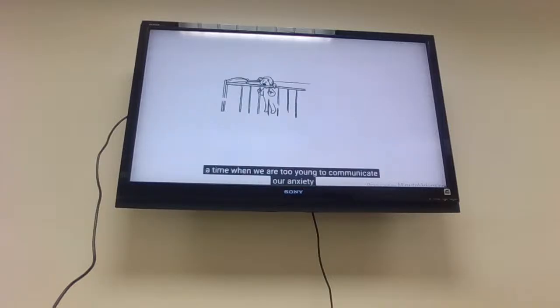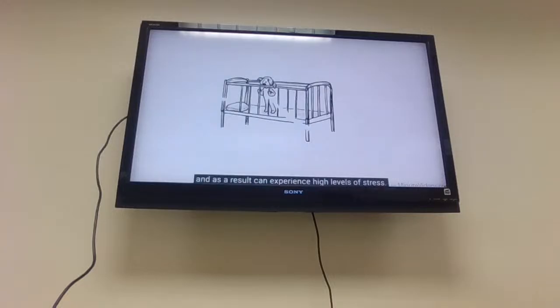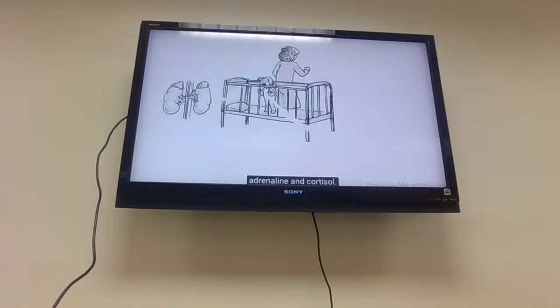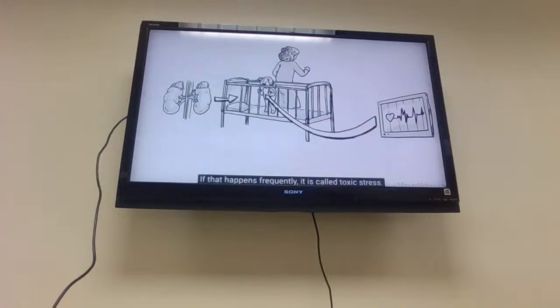Our attachment is formed in the very first years of our lives, a time when we are too young to communicate our anxiety, and as a result, can experience high levels of stress. Then our adrenal gland, an organ sitting on top of our kidneys, produces the stress hormones adrenaline and cortisol. The heart rate increases, the blood pressure goes up, and we become alert. If that happens frequently, it is called toxic stress.